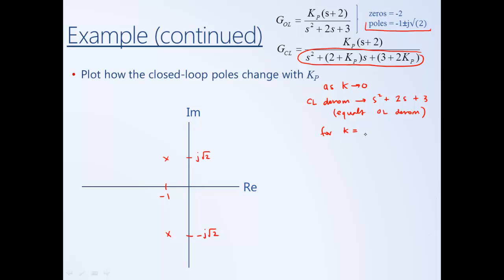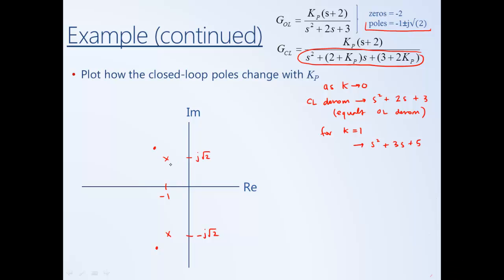change the value of k, we can see that the closed loop denominator changes. So we still have s squared. We put in 1 for k, we get 3s. Put in 1 for k, we get 3 plus 2 times 1. That's what the closed loop denominator becomes. If we apply the quadratic formula to that, we'll get a new location of the closed loop poles. And it turns out that the imaginary part increases and the real part becomes more negative.